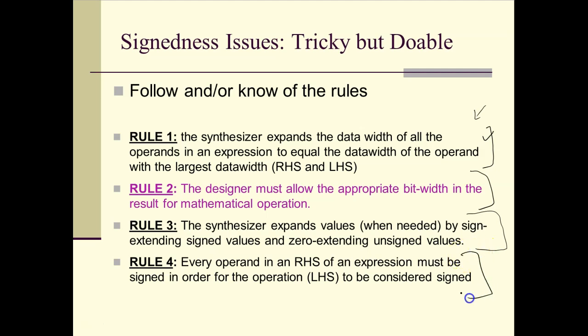The last rule here is that every operand in the expression on the right hand side of the assignment operator needs to be signed in order for the expression to be signed. What that means is, if I have one value that's unsigned, the synthesizer is going to consider every single value on the right hand side of that assignment operator as unsigned. Even if you declared it as signed, the synthesizer is not going to sign extend those values. Because you have one value that's declared as unsigned, it's going to zero extend all the values, which is potentially problematic.